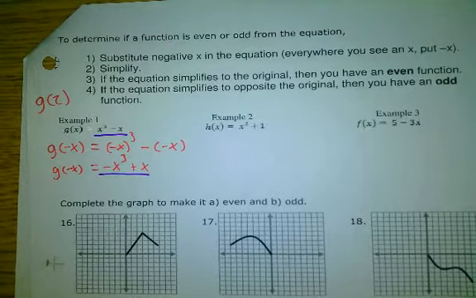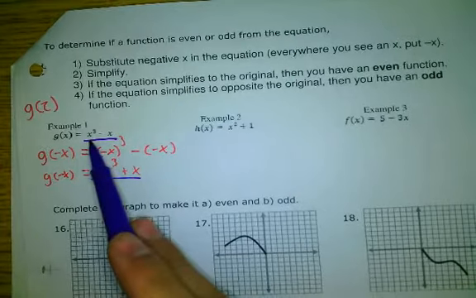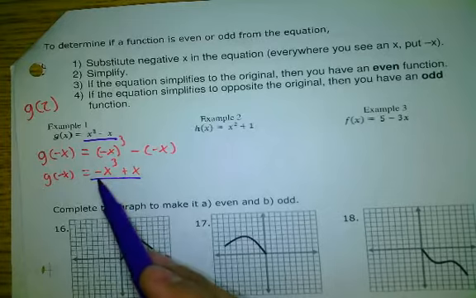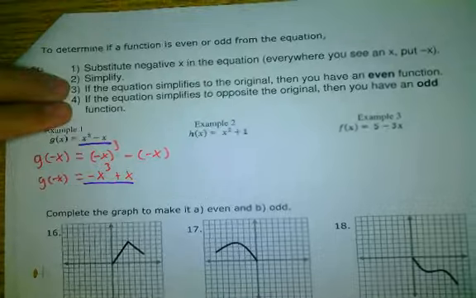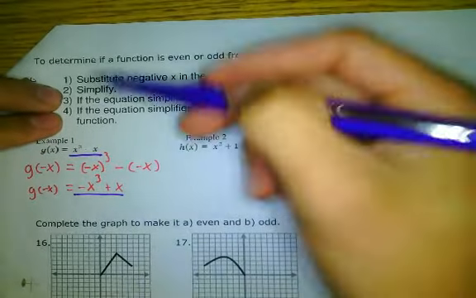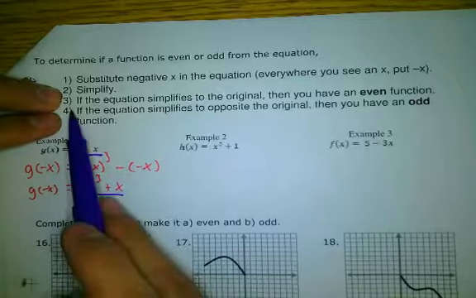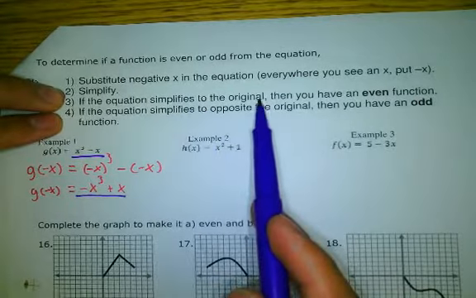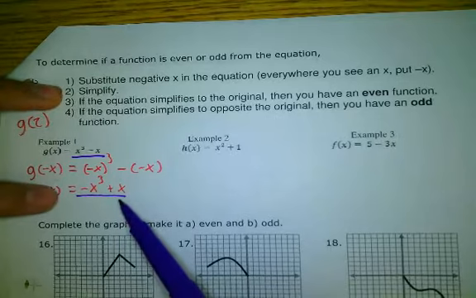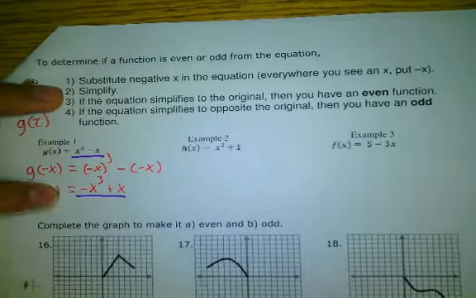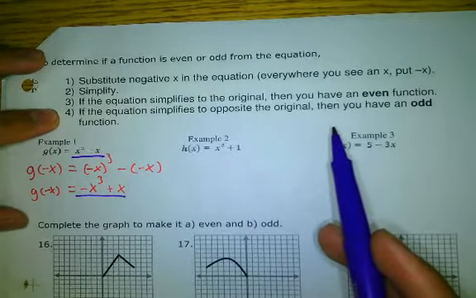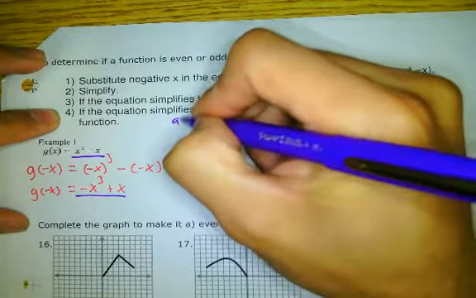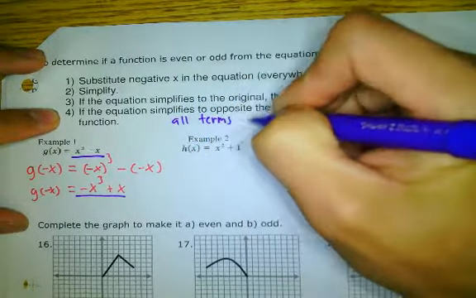I want to go back to this number 3 and number 4. Check out. Here's what happens after you do step number 2. You got to check this one. If the equation simplifies to be the original, it's even. Did it simplify to be exactly like the original? Alright, so it's not even. If the equation simplifies to be the opposite of the original, what I mean by opposite, I mean all terms changed signs. Did all terms change signs? So this is odd. Okay?